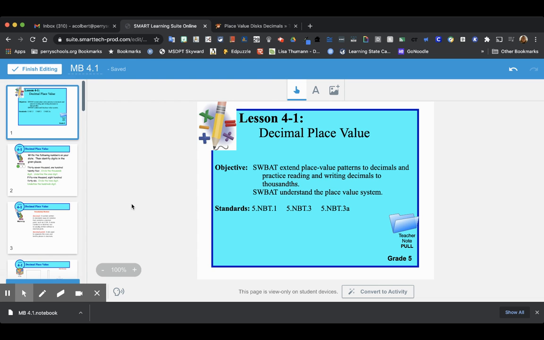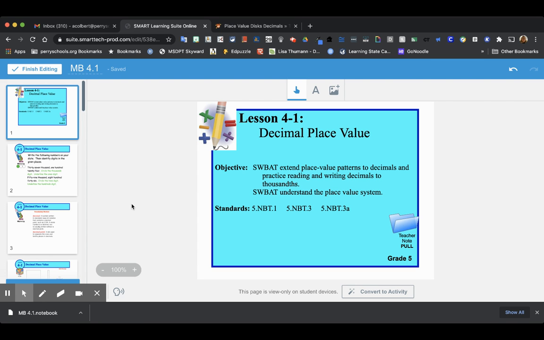Hey guys, we are ready for our next unit of study in math, and we are ready for lesson 1, which is going to be all about decimal place value. We're going to extend place value patterns to decimals and practice reading and writing decimals to the thousandths. We're also going to continue understanding the place value system.